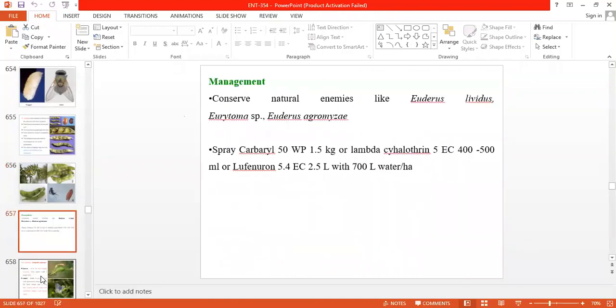Management practices: conserve parasitoids such as Euderus lividus and Eurytoma species, which are parasitoids of the tur pod fly. Application of carbaryl 50 WP at the rate of 1.5 kg, or lambda-cyhalothrin 5% EC at the rate of 400 to 500 ml, or lufenuron 5.4% EC 2.5 liter with 700 liter water per hectare.